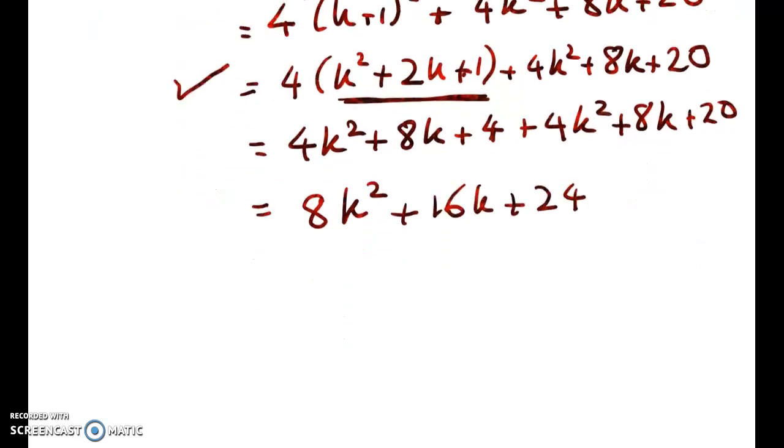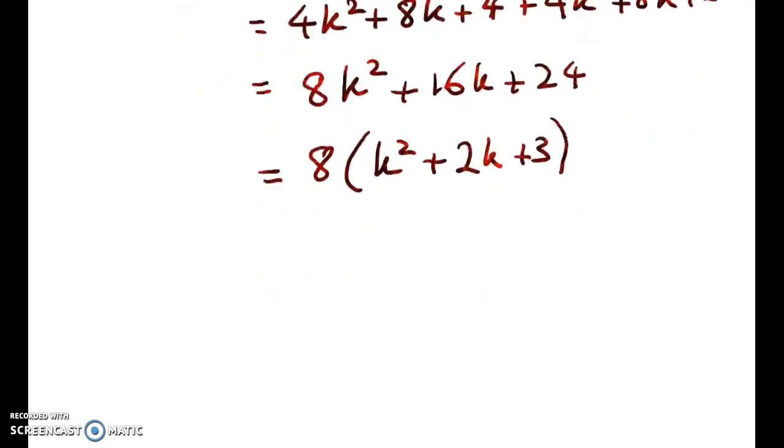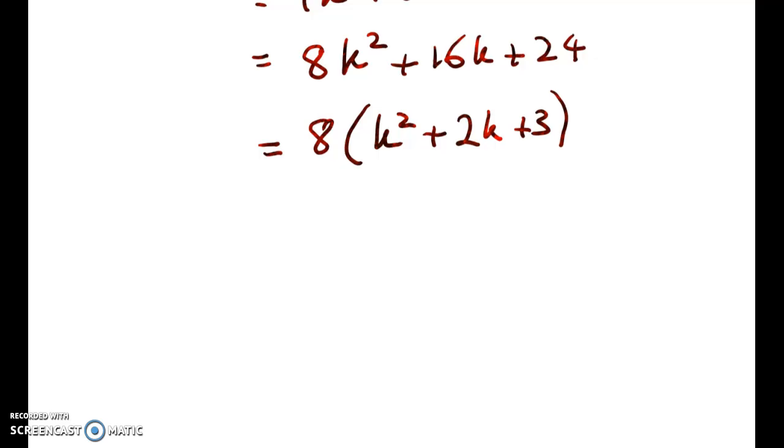Remember, we're trying to show that this can't ever be 0, and we're just about there. We can take out a common factor of 8 times (k squared + 2k + 3). Now, it won't ever be 0. How do I think about that? Well, square things sometimes can't be 0. So let's look at this and try to form a perfect square here. So we do completing the square on this.